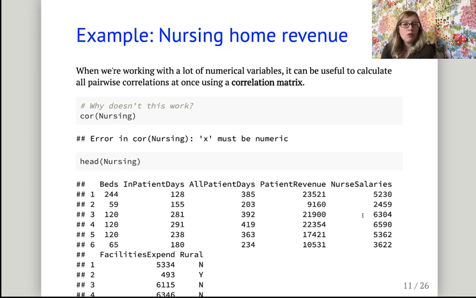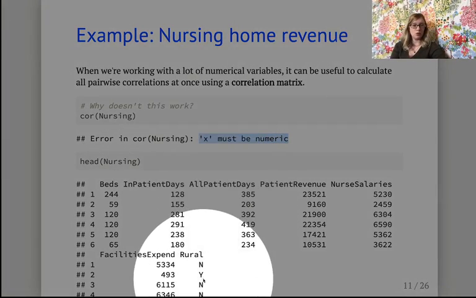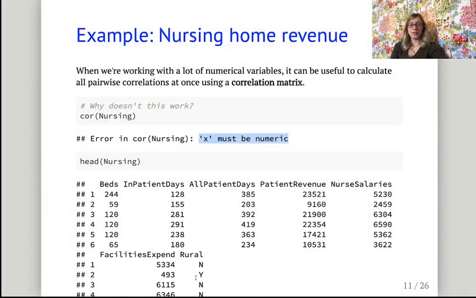So when we're working with numeric variables, it can be really helpful to look at all of those pairwise correlations using that same cor function. However, there can be a problem with doing this. This correlation function is only expecting to see numeric variables, which makes sense because if we have a linear relationship, X and Y, the two input variables, must be numeric. The nursing dataset has an extra variable in it that's not actually numeric. It's this rural variable. So what do we do?